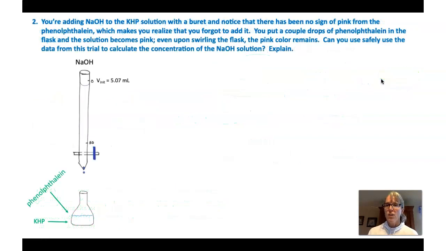Okay, moving on to the next question. You're adding sodium hydroxide to the KHP solution with a burette, and you notice that there's been no sign of pink from the phenolphthalein, which makes you realize that you forgot to add it. So you put a couple of drops of phenolphthalein in the flask and the solution immediately becomes pink. Even when you swirl it, that pink color remains. Can you safely use the data from this trial to calculate the concentration of sodium hydroxide solution?